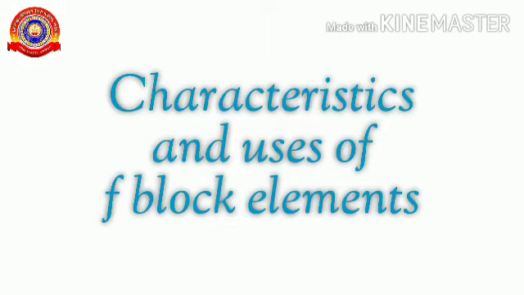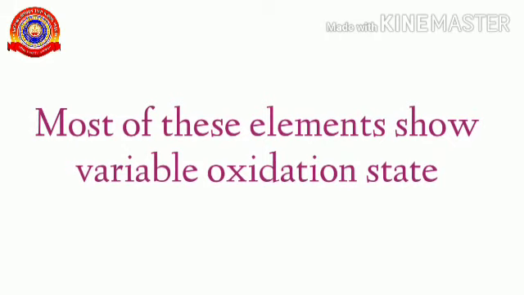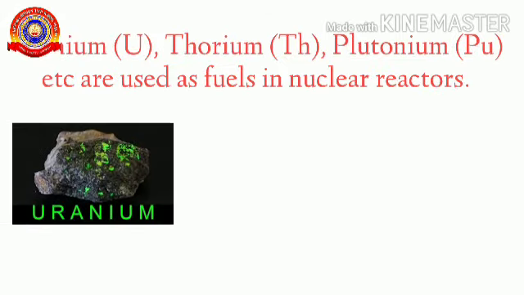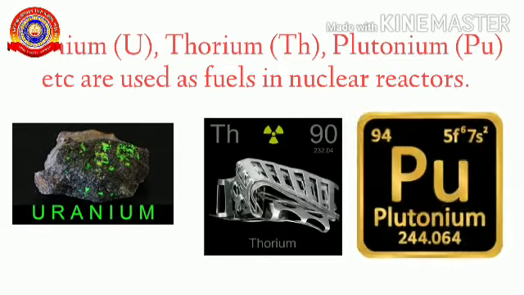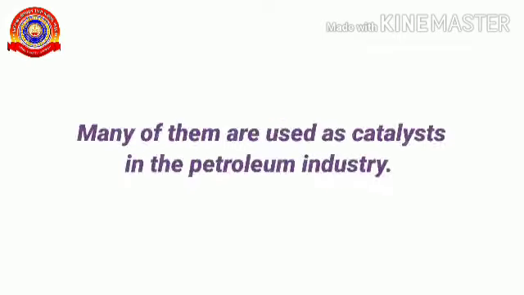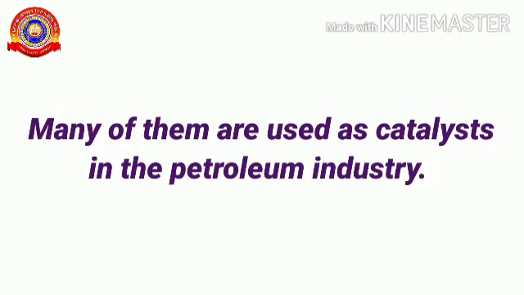Let's learn the characteristics and some uses of F block elements. Like D block elements, most of the F block elements show variable oxidation states, and most of the actinoids are radioactive and they are artificial elements. Elements like uranium, thorium and plutonium are used as fuels in nuclear reactors, and most of the F block elements are used as catalysts in the petroleum industry.